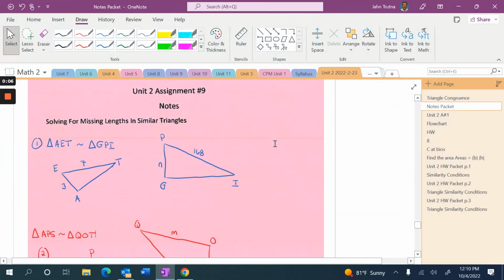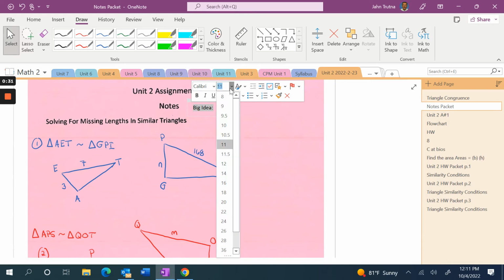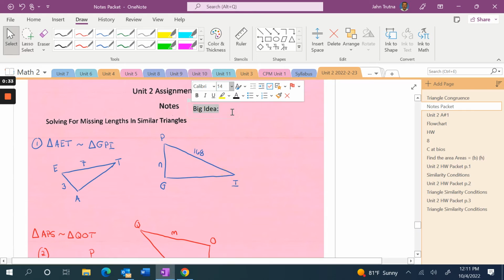Unit 2, assignment number 9's notes. Solving for missing lengths in similar triangles. So we're going to go over two examples here where we are going to solve for missing lengths in similar triangles. And here is the big idea that we are going to be going over here today. And we're going to apply this big idea to help us solve for missing lengths when we have similar triangles.